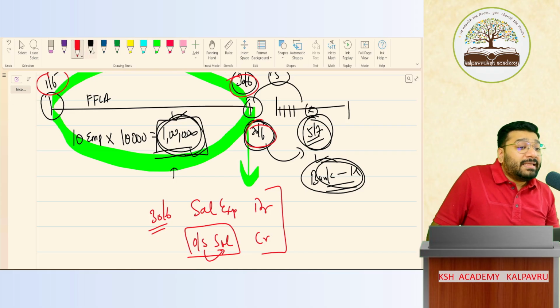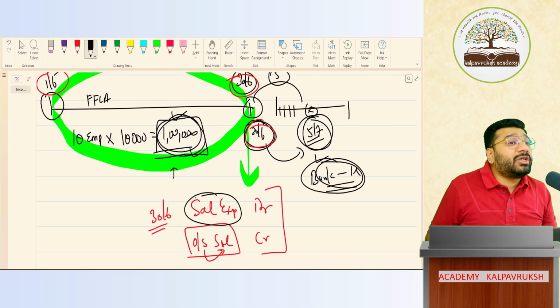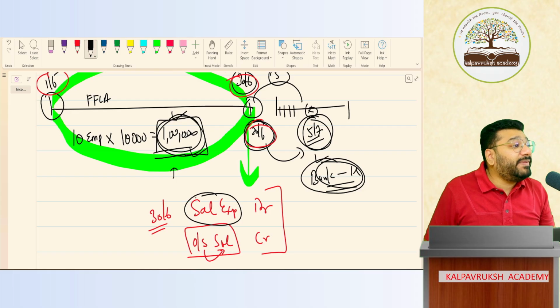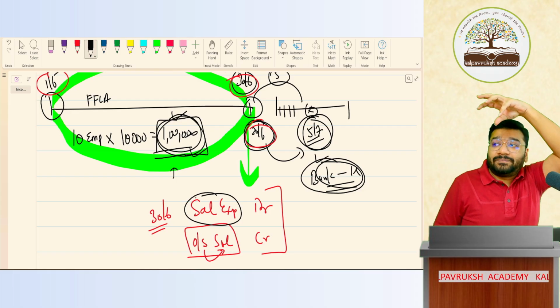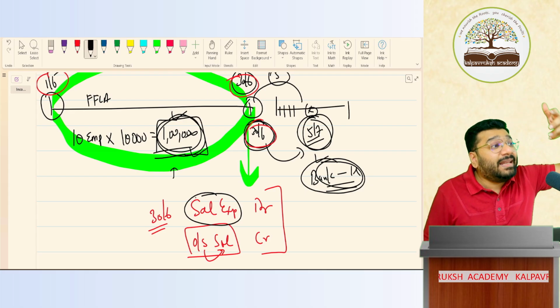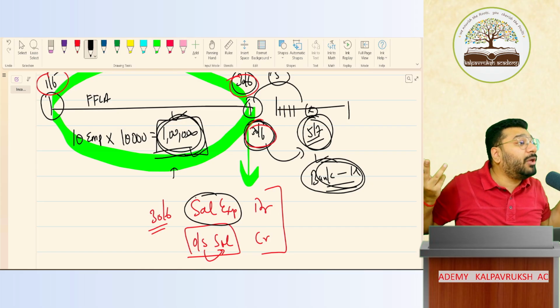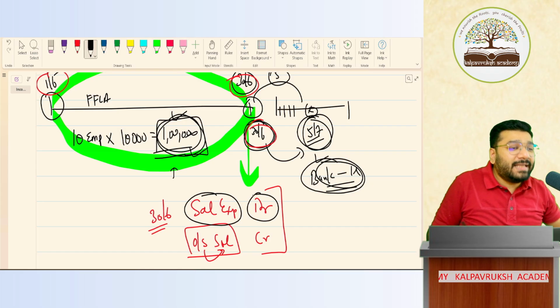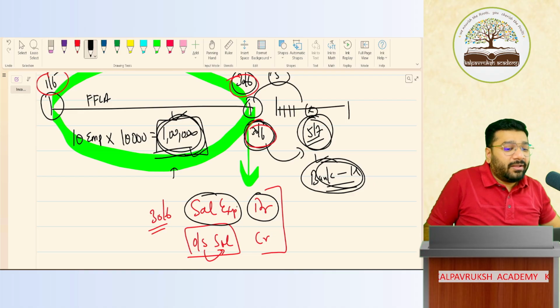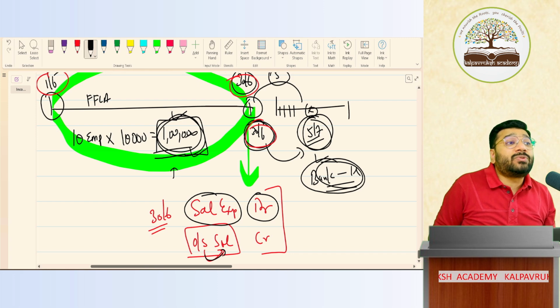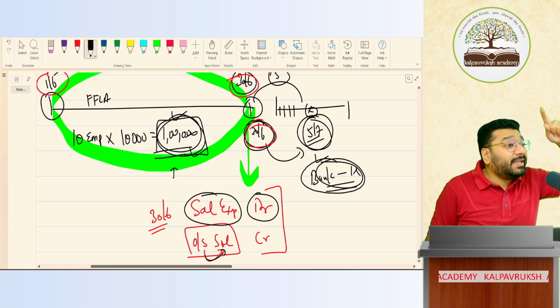Now, salary expenditure is what classification? Personal, real or nominal? Nominal, because salary is expenditure. Expenditure will go to which house? Nominal house. What is the rule of nominal house? Debit all expenses and losses. Hence I've debited. Okay. Outstanding salary, what is it? Liability. Outstanding enna artham? Yet to pay.